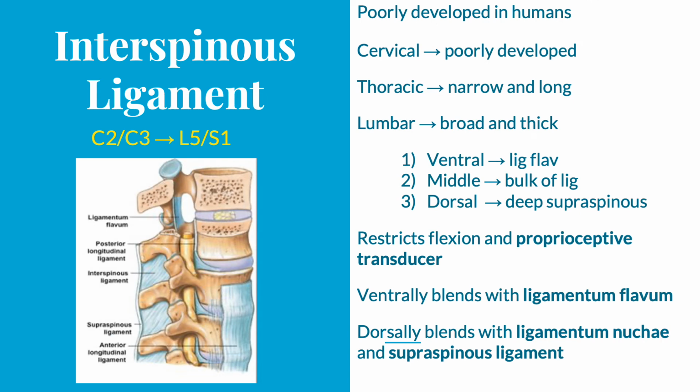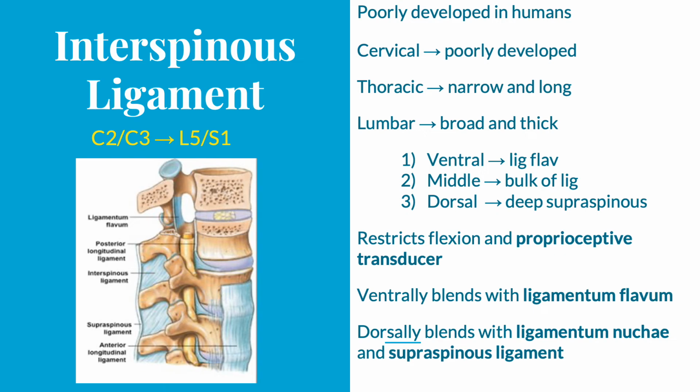Interspinous ligaments. So just like the name says, they go between spinuses. So everything you really need to know about this is on this slide. So from C2 to C3 to L5S1, it's not super well developed in humans, particularly in the cervical and thoracic zone. But then down in the lumbars, it is developed well. So you've got 3 distinct layers in the lumbar zone only.